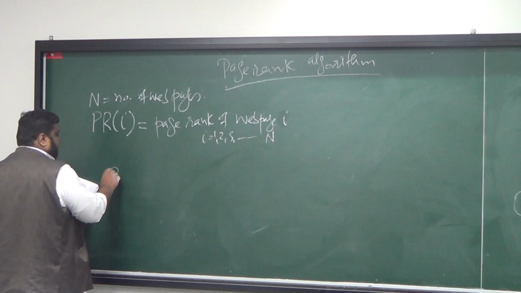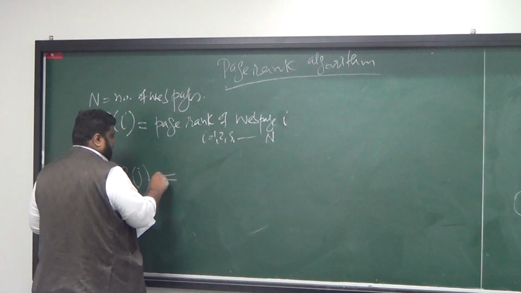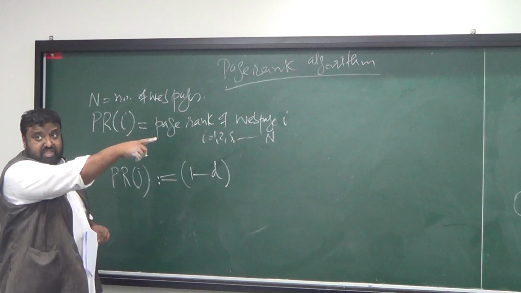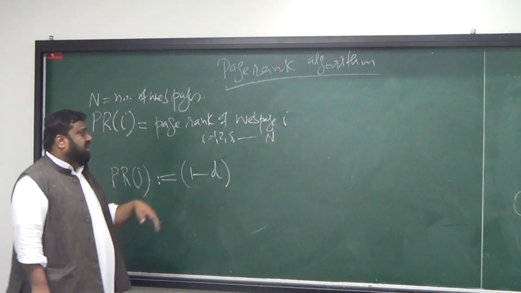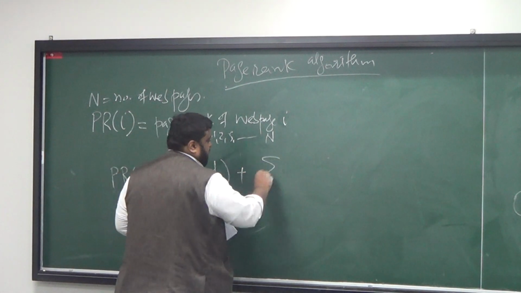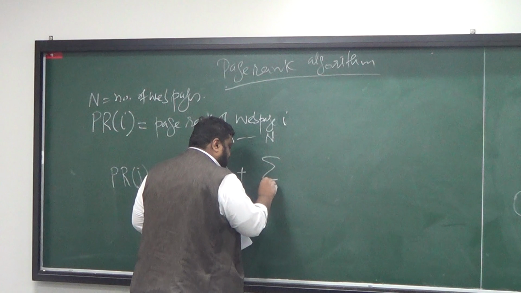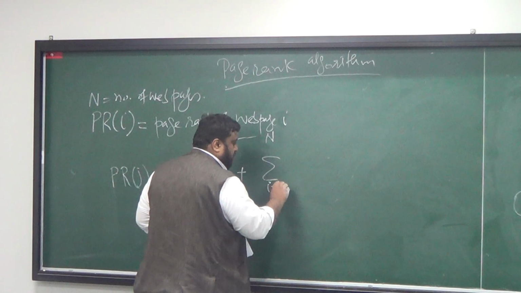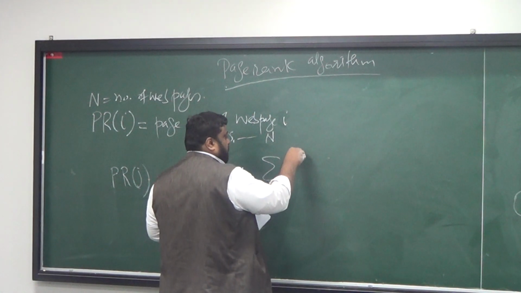Then the page rank of a state J is basically this: 1 minus D, where D is the damping factor. This is a symbolic representation of it. So 1 minus D plus the sum over those i's, in other words those pages which refer to J.